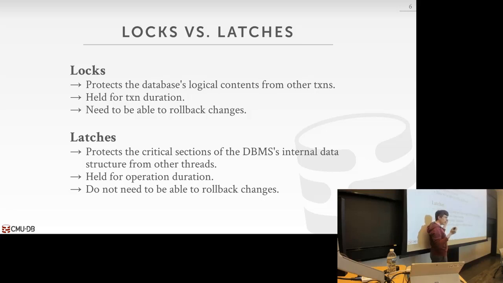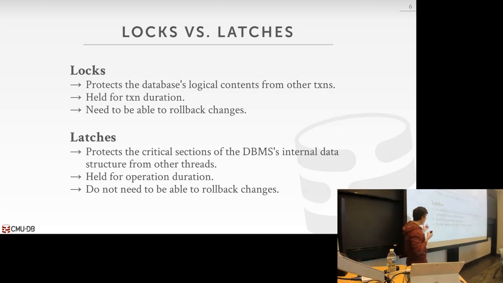Where we get down to the low-level constructs that we care about, protecting the physical integrity of our data structures or the objects, is latches. In the operating system world, this is what they call locks or mutexes. In our world, they're latches because we need to distinguish them from locks. So latches are going to protect the critical sections of the database system's internal data structures from other threads that are reading and writing to that data structure or that object at the same time.